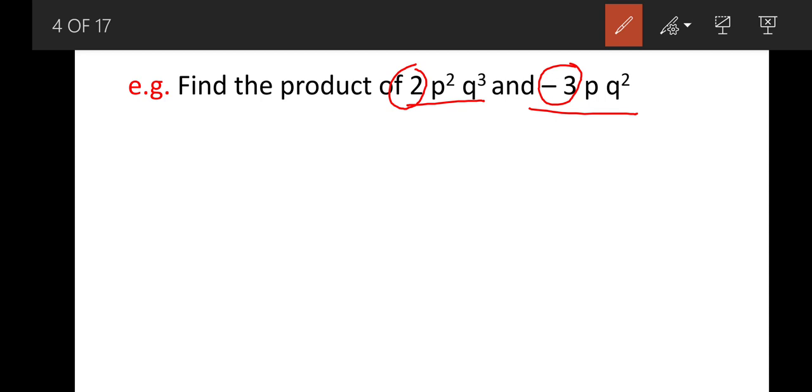numerical coefficients and product of their literal coefficients. Here, in the first term, that is 2p square q cube, 2 is the numerical coefficient, and in the second term, minus 3 is your numerical coefficient. And coming to the literal coefficient of the first term, it is p square q cube. This is your literal coefficient of the first term, and the literal coefficient of the second term is pq square. This is your literal coefficient of the second term. Now I hope it is easy for you to understand and multiply this.